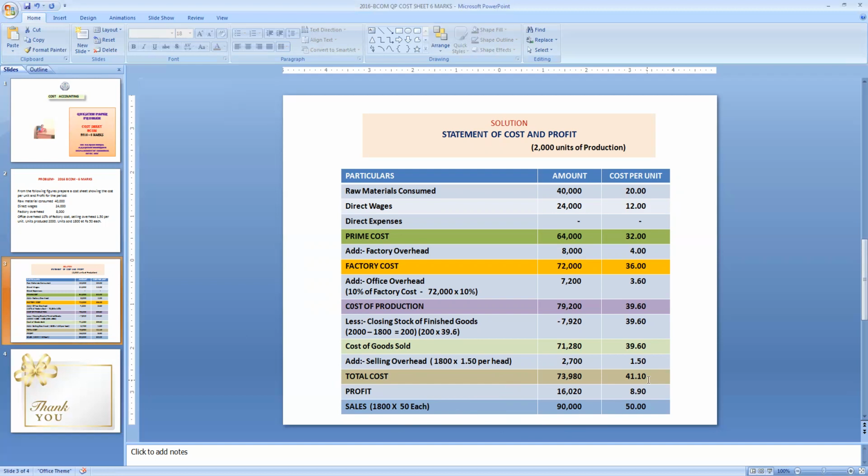So this is how we need to calculate the cost sheet, the statement of cost sheet, both in terms of value as well as in terms of per unit.